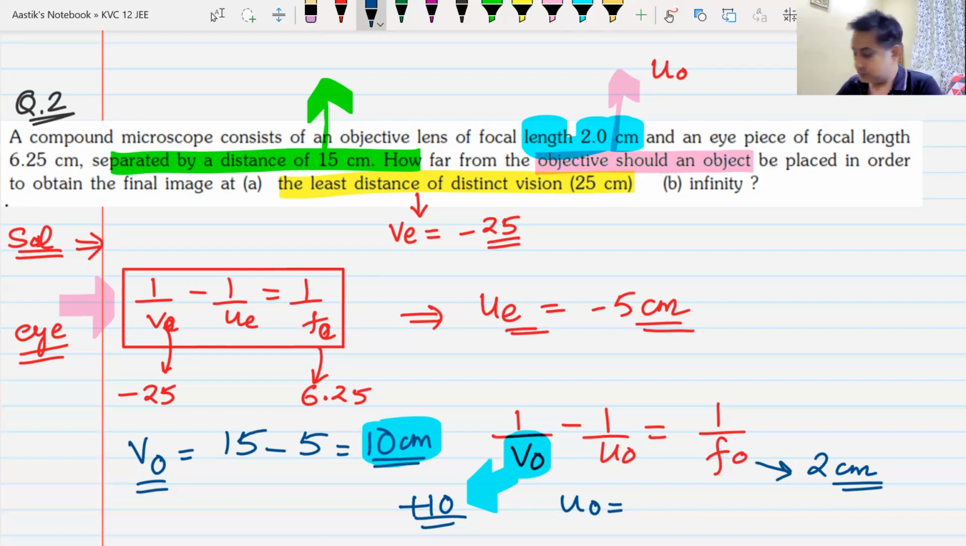Minus 2.5 centimeters to get the value of UO. Now you know everything. You can calculate the magnifying power. Yes or no?